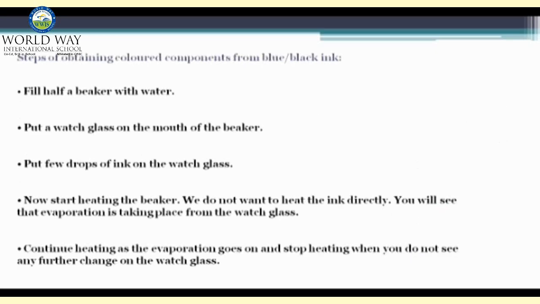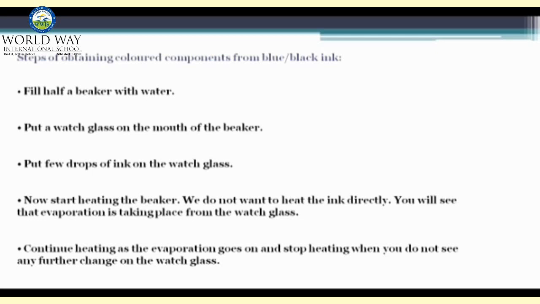Now we will understand the steps followed during evaporation. First of all, we need to fill the beaker with water. Then we will put a watch glass on the mouth of the beaker. On pouring drops of ink on the watch glass, we will start heating the beaker. We do not want to heat the ink directly.